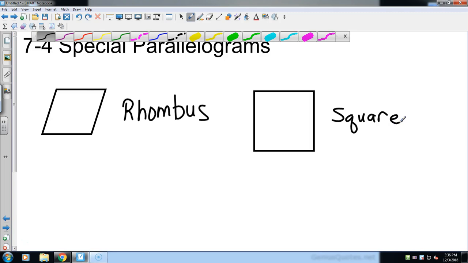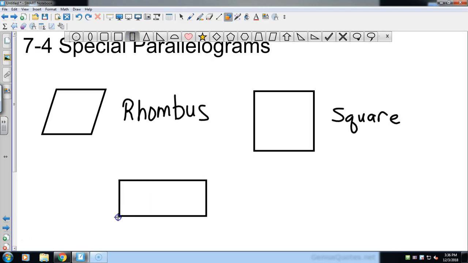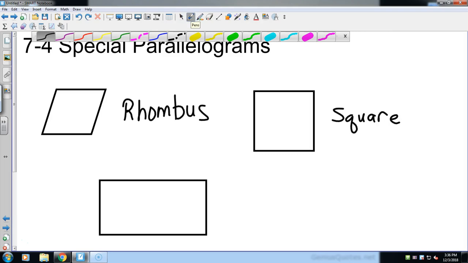and we have the square's greater distant cousin, the rectangle. Yep, I know. That's a horrible joke. But it kind of feels like a, whoop, I got a little line through it there. Good times. The rectangle. So each of these has very specific properties.